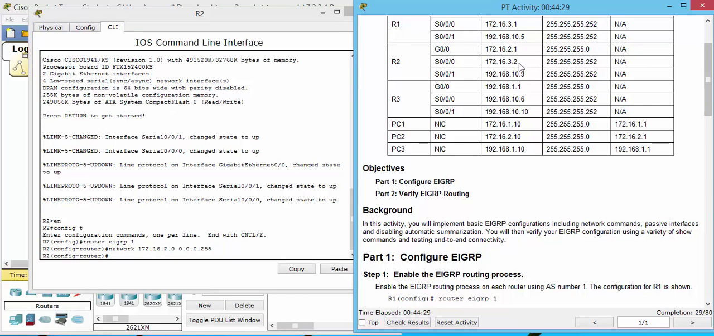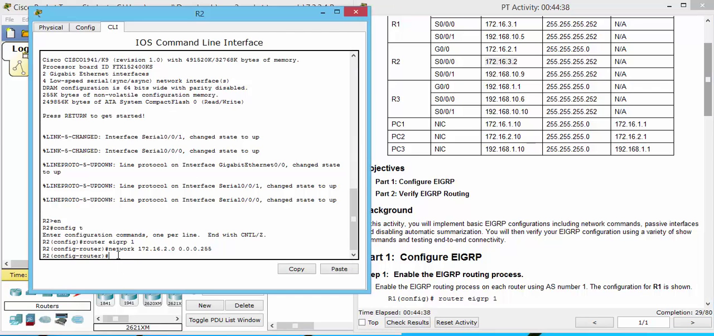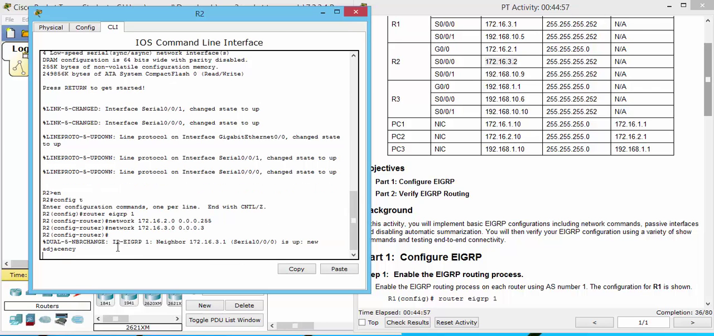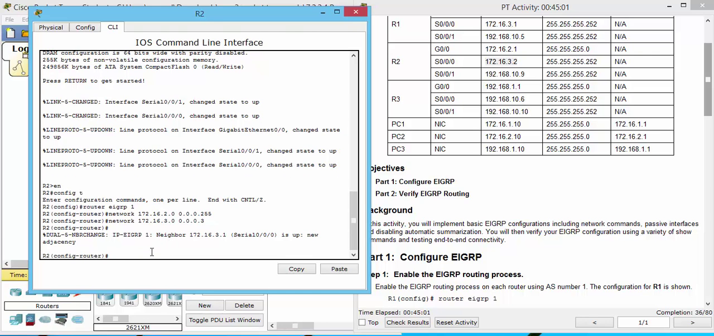The second address is 172.16.3.2. So then the network is going to be 3.0. Type network 172.16.3.0 with wildcard 0.0.0.3. We see we have the neighbor adjacency with router R1.